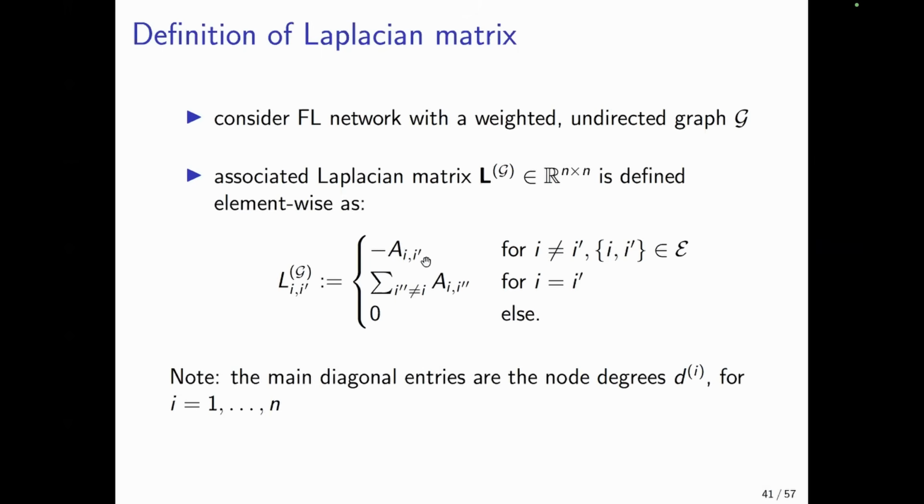by putting the edge weight, the negative value of the edge weight, whenever there's an edge between node i and i prime. And the main diagonal entries are the weighted node degrees for each node. So the ith main diagonal entry is the weighted node degree of node i.